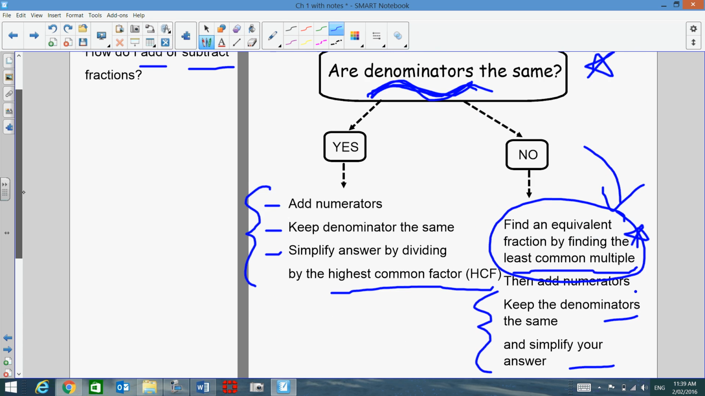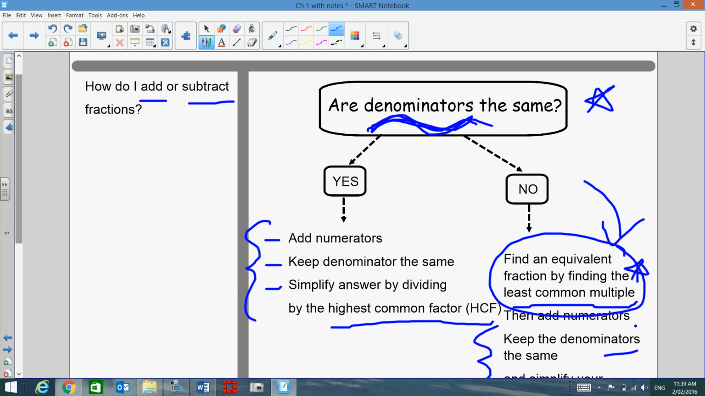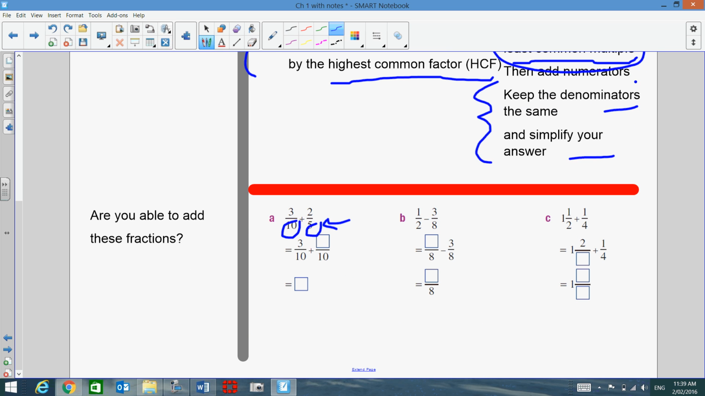So if you go back up to our flow chart, we would be following this direction. No, they are not the same. So we need to find an equivalent fraction. So the way that we do that, they've already set this up for us. They want us to use 10 as our least common multiple. So what we have to think is, what did I just multiply by my 5 in order to get 10?